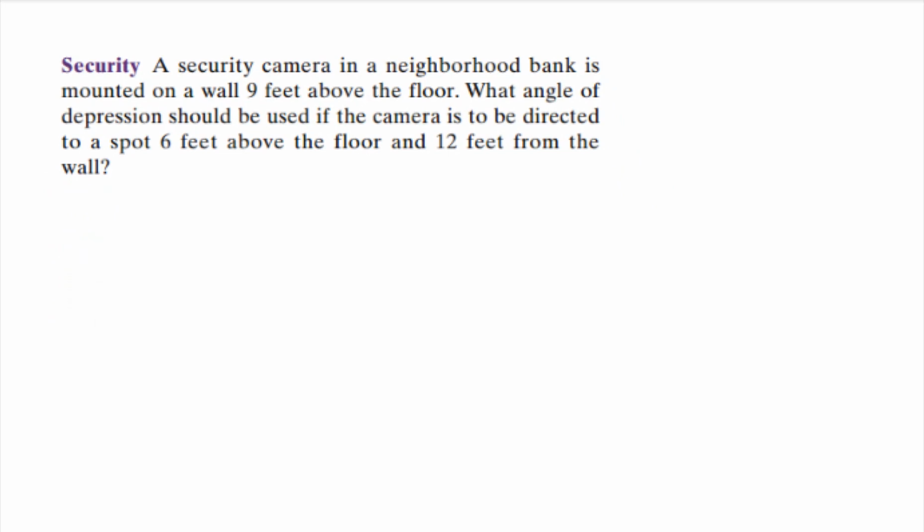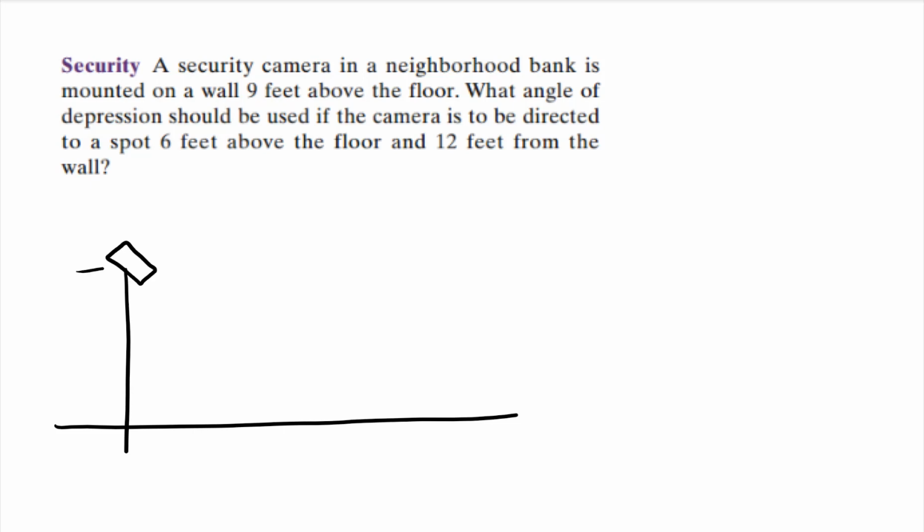But let's check this problem out. So we got a security camera in a neighborhood bank, and it's mounted on a wall 9 feet above the floor. The floor, let's say we got some sort of security cam. And it's 9 feet above the floor. It asks us, what angle of depression should be used if the camera is to be directed to a spot 6 feet above the floor and 12 feet from the wall? So let's go 12 feet from the wall, and then let's go up 6 feet.